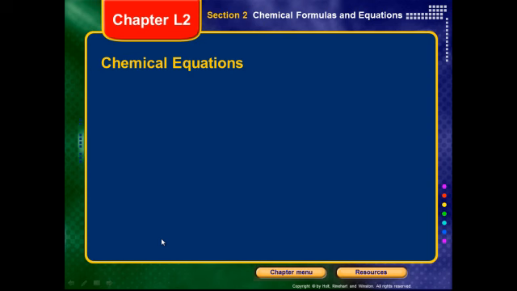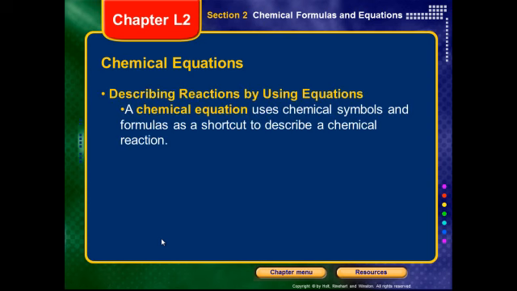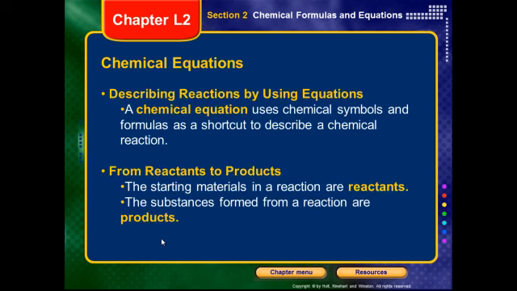Now let's understand what chemical equations are. As we have learned before, the chemical reaction. What is the chemical reaction? Chemical reaction is adding 1 or more substances to give us a new substance. This is the chemical reaction. Chemical equation uses symbols and formulas as a shortcut to describe a chemical reaction. So to describe a chemical reaction, we use chemical symbols and formulas as a shortcut. This is the chemical equation.